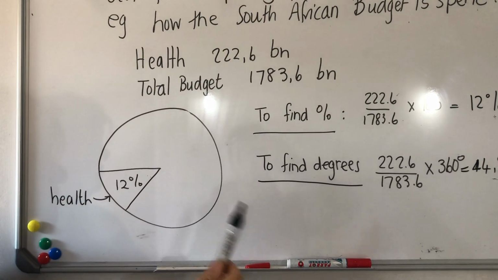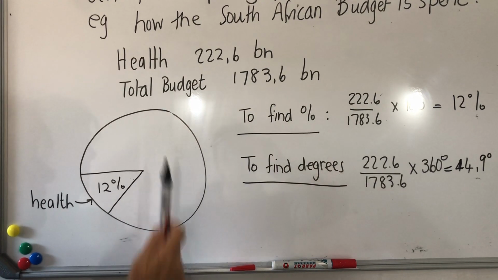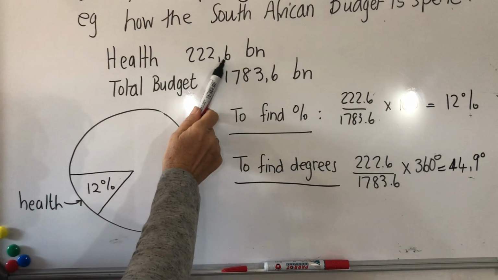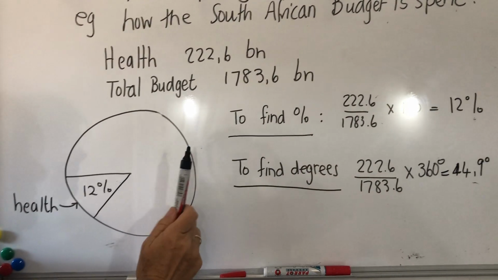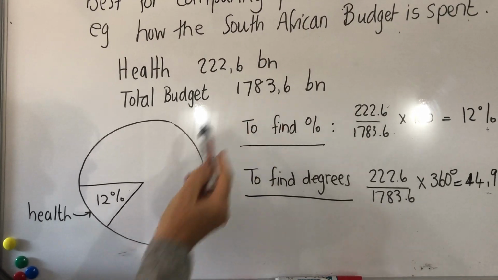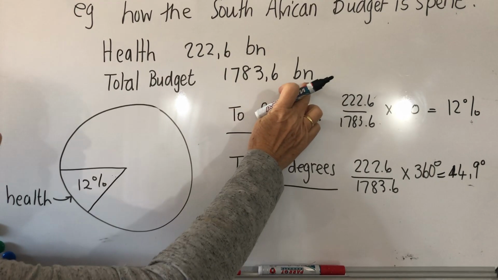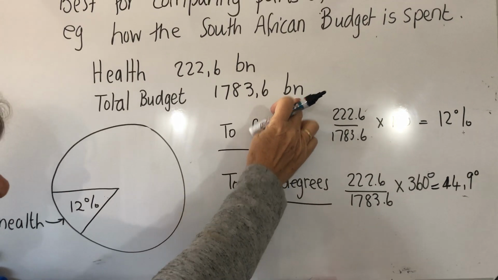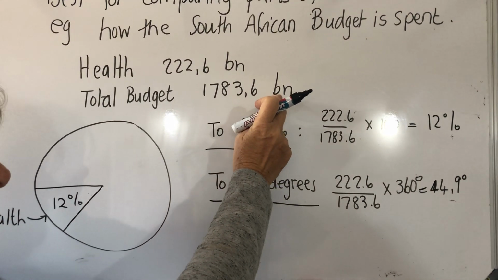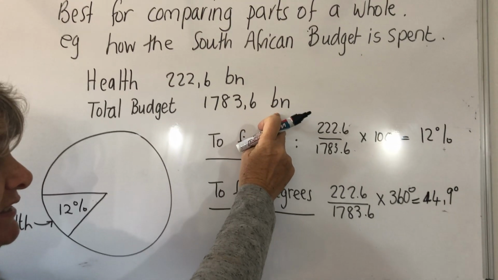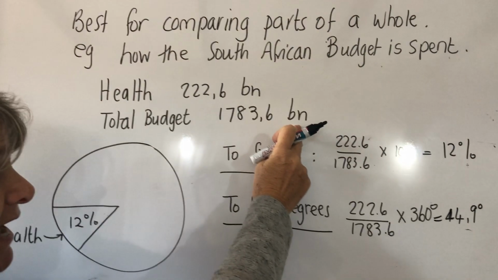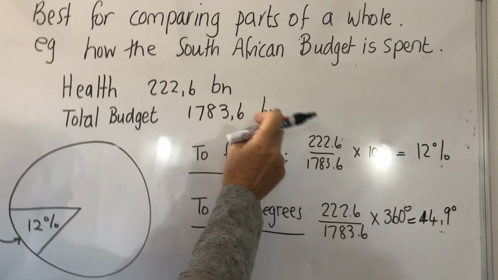The other thing I wanted to touch on is that these numbers are very large numbers and they've clearly been rounded to one decimal place. But maybe this is a good place to say, can you write these large numbers without the word billion? You should know that a billion is 1,000 million. In South Africa, a billion is 1,000 million.